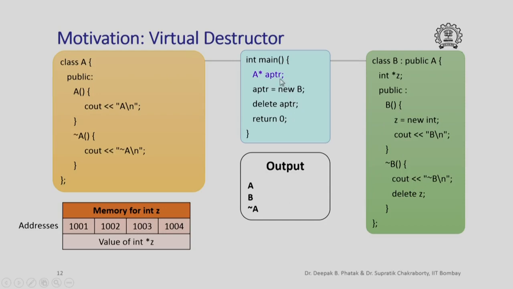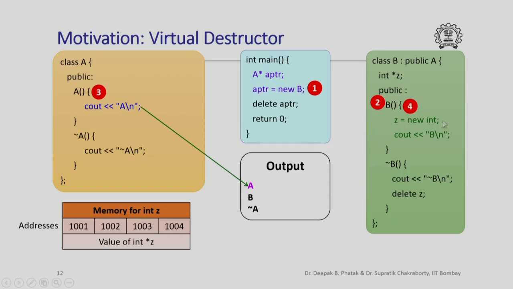So this is the declaration of APTR, and let us say I execute this statement. Because I am allocating an object of class B, the constructor of B is going to get called, but note that B is an object of a derived class. So when I call the constructor of B, the default constructor of A is going to get called here, and I am going to see A on the output, and then I am going to execute the rest of the body of the constructor of B.